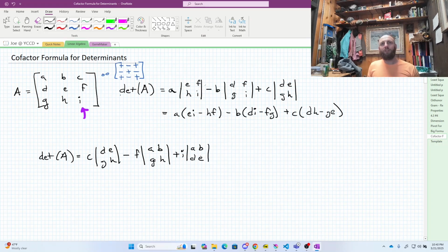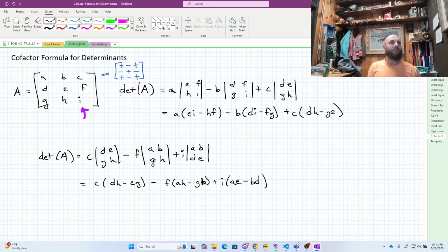And if I multiply this out, I'm going to get the same thing that I had up here. So this is going to be C times DH minus EG, minus F times AH minus GB, plus I times AE minus BD. And you can convince yourself pretty quickly that these are the same.